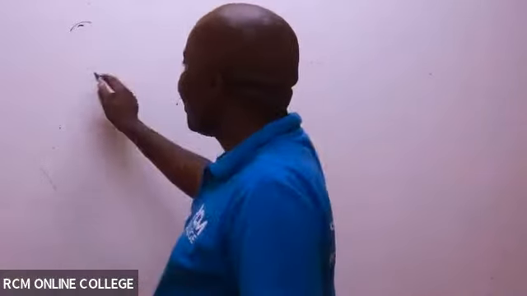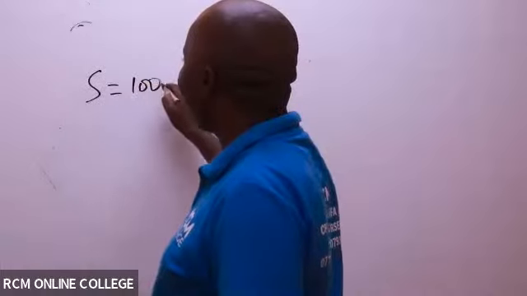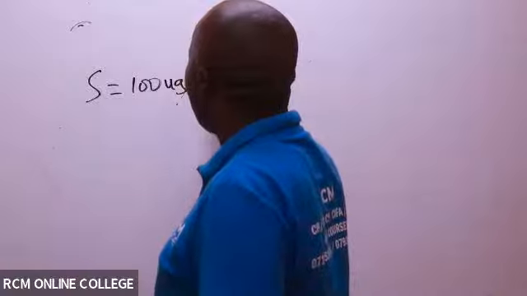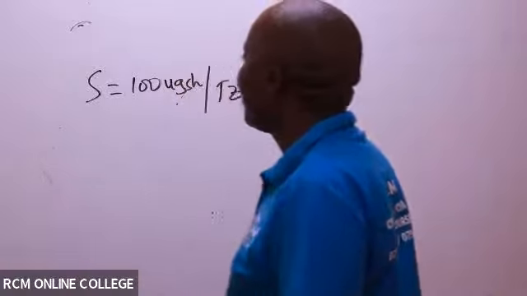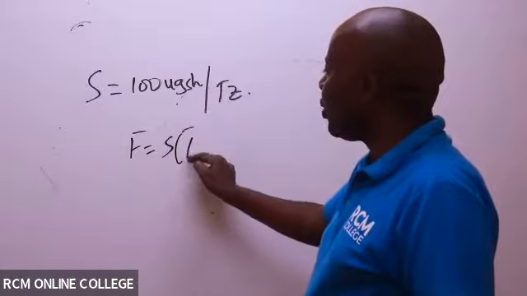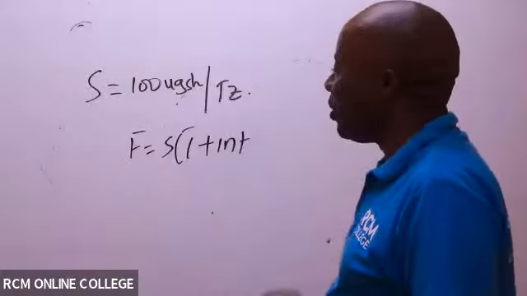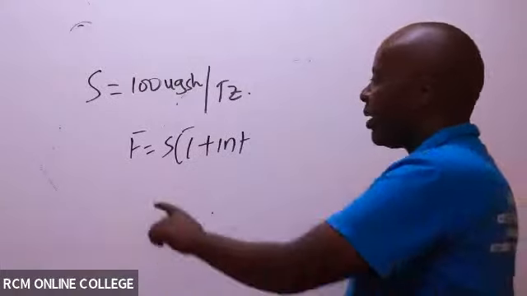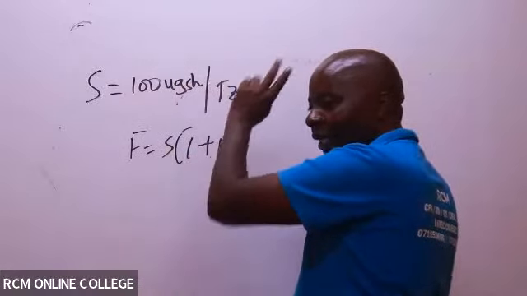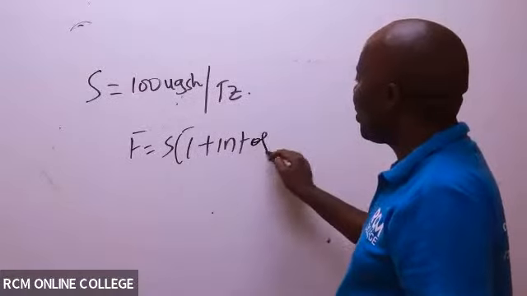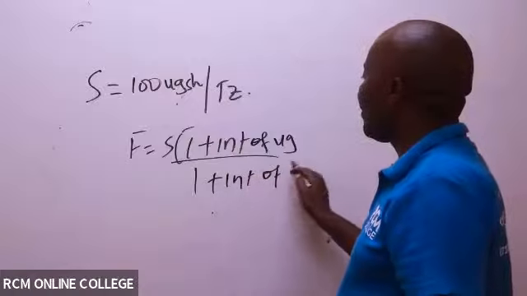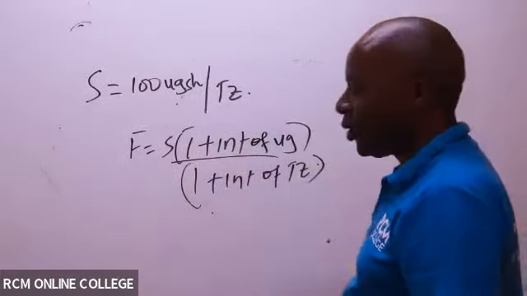If, for example, they tell you spot is 100 Uganda shillings per Tanzania shilling, which country will be on top if I write F as spot into 1 plus interest? From the expression, Uganda is on top. So 1 plus interest of Uganda all over 1 plus interest of Tanzania. I hope Muslima, I have answered your question.